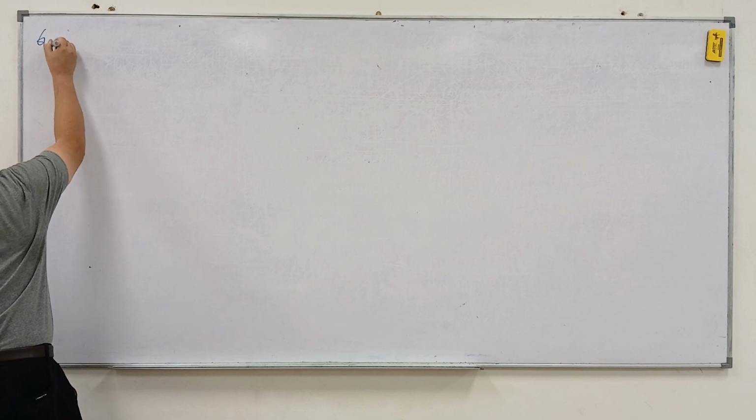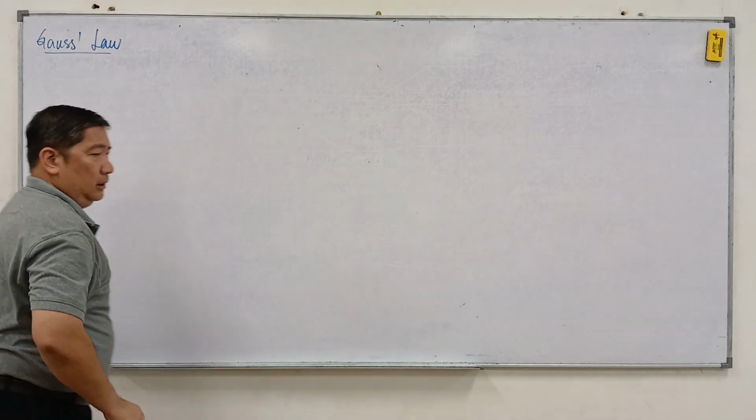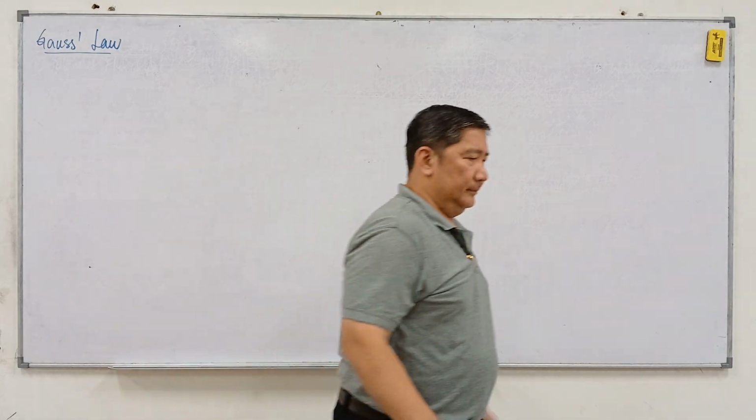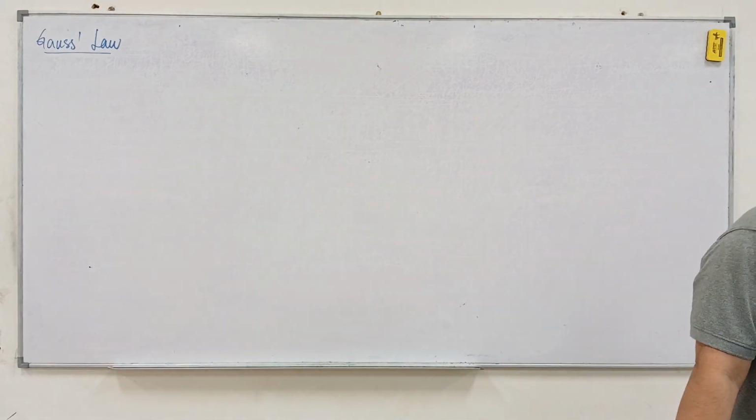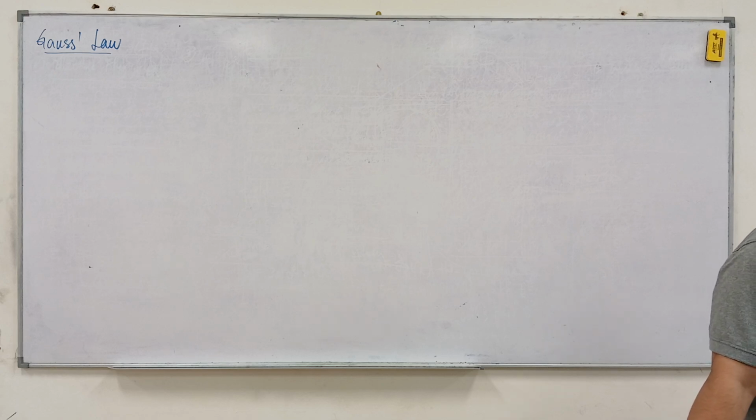Gauss' law. Okay, who is this Gauss? He's a physicist, but mostly he's a mathematician. At the age of 10 years old, he already derived the formula for something that you have learned in your Form 4, Form 5. I think that one you call arithmetic and geometric series. He's the one who designed all the formula.